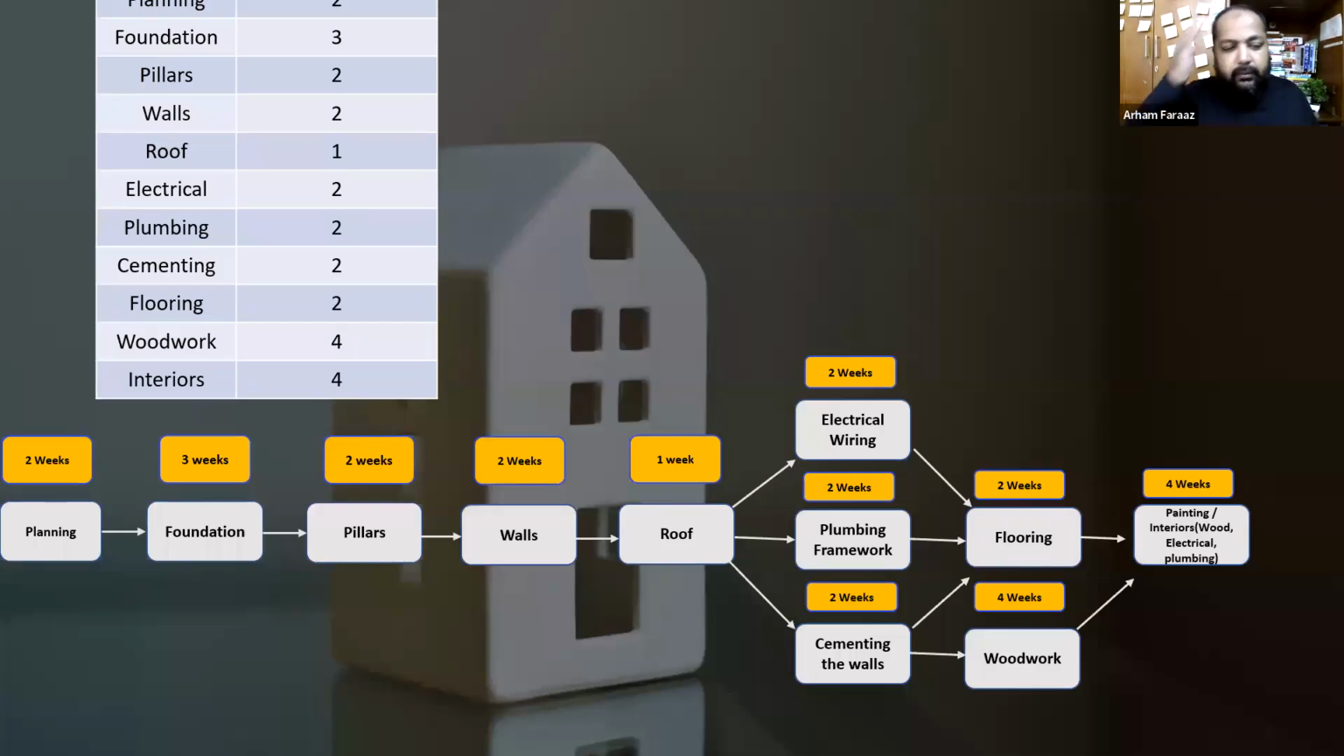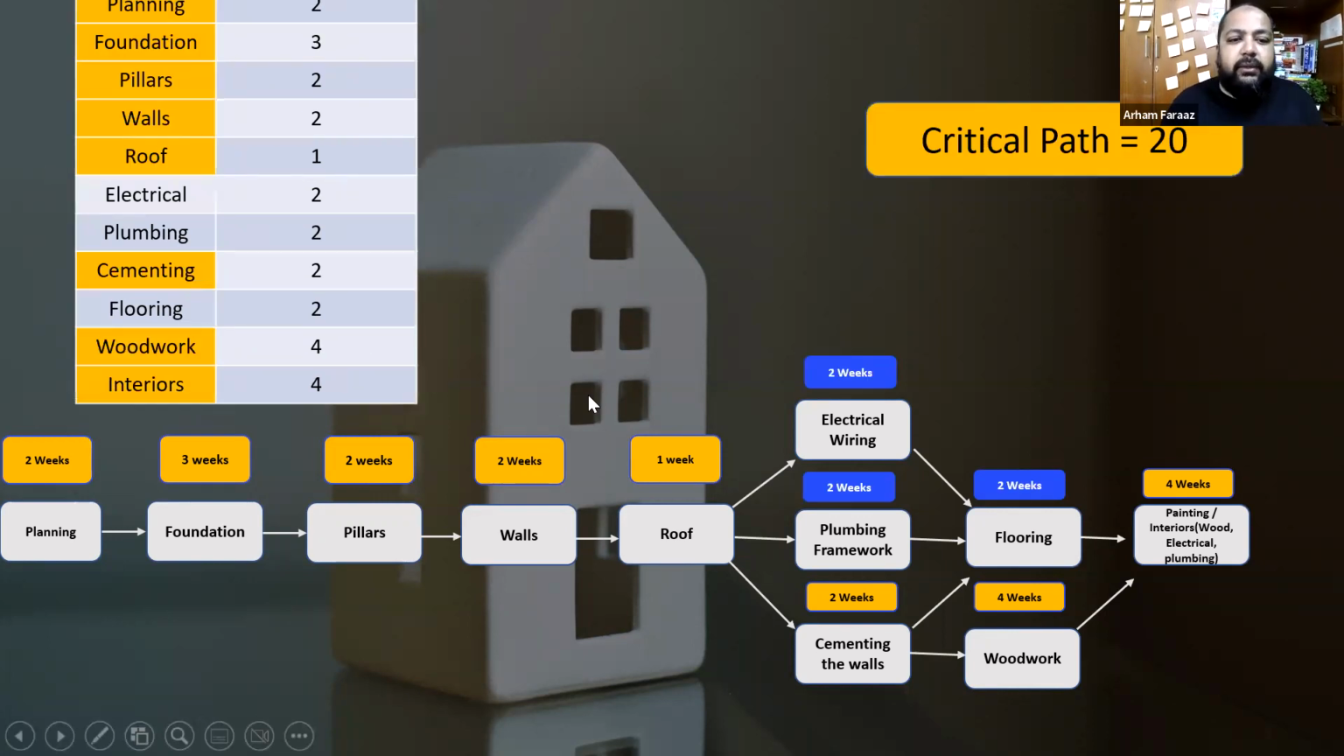For example, we have the numbers in front of us. We have planning 2 days, foundation 3 days, and so on. All the numbers over here are in weeks. Pillars, walls, roof, critical, all these things, right? These are the 1-point estimates. Now let's see what the critical path is on the 1-point estimates we have. I think I've told you, the critical path has activities like planning, foundation, pillars, walls, roof, and then let me take a highlighter and show it to you.